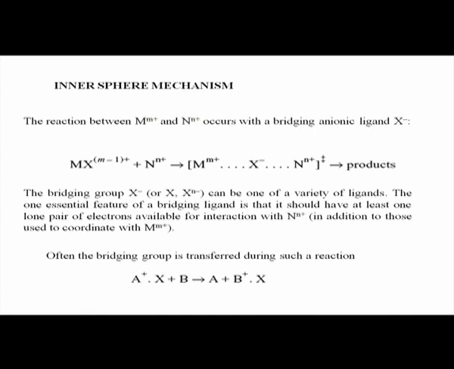Often the bridging group is transferred during such an electron transfer process. As I have given over here, A+ with X initially coordinated, plus B; then the electron is transferred from B to A, and X is transferred from A to B, thereby making A+ into A0 and B0 into B+ X.